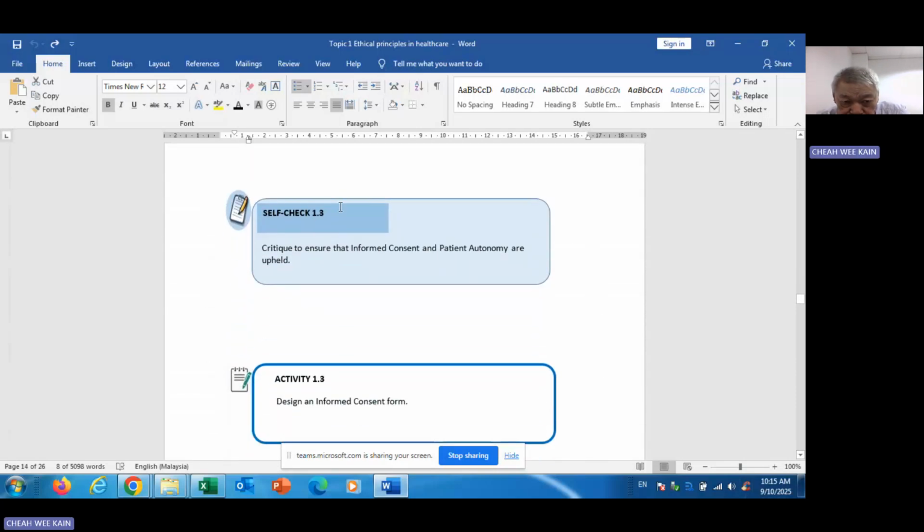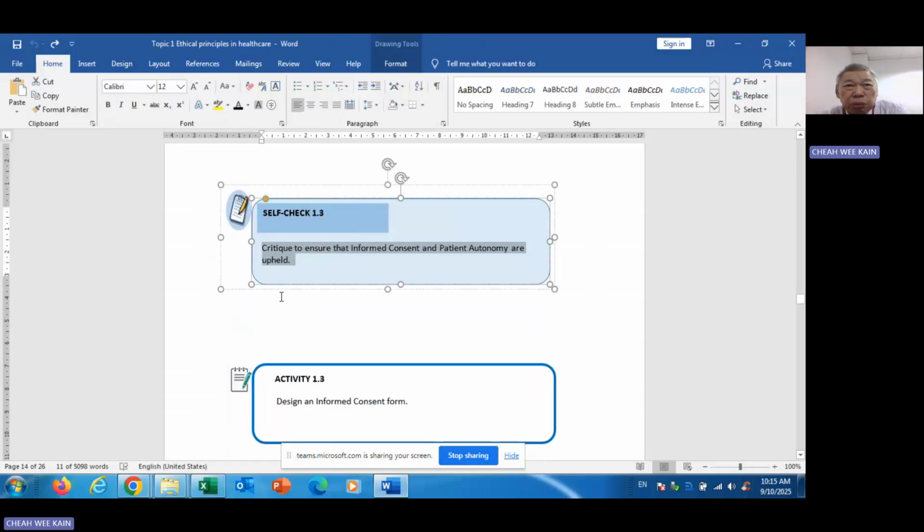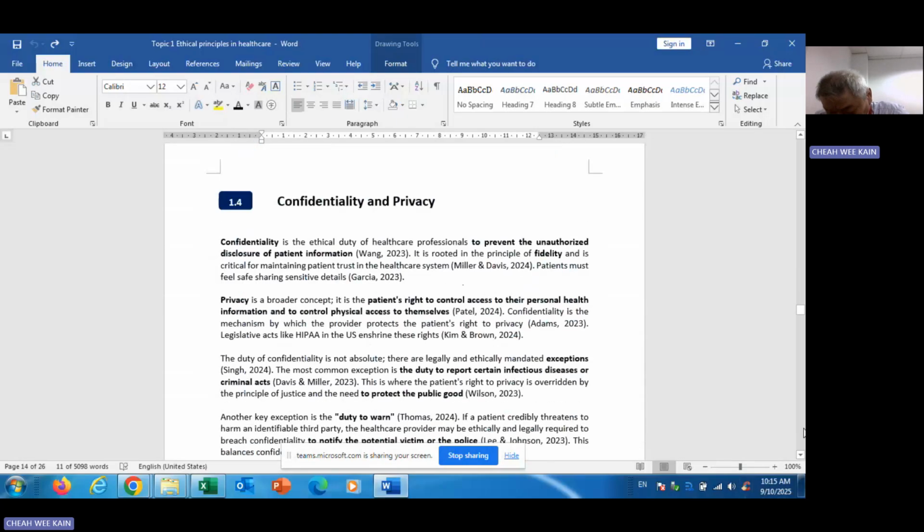Okay, I want to look at 1.3. The word here is PQ, to ensure that informed consent and patient autonomy are upheld. How do you make sure? Okay, so let's look at 1.3.